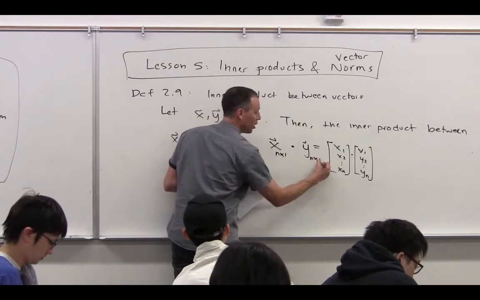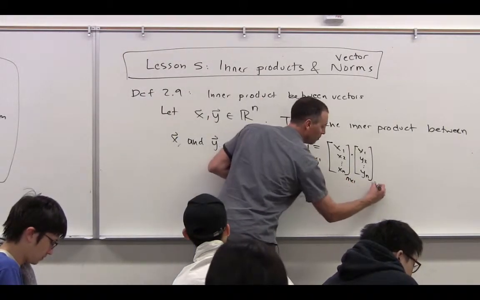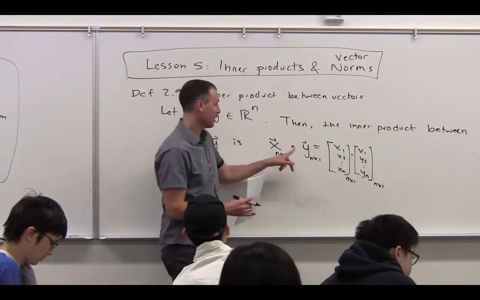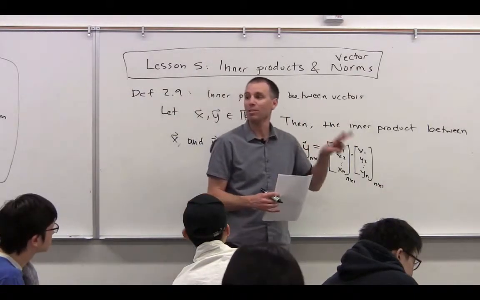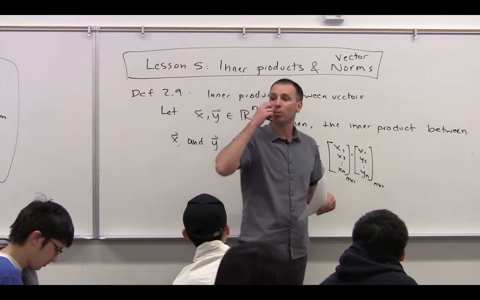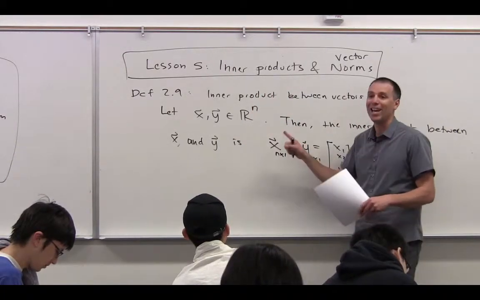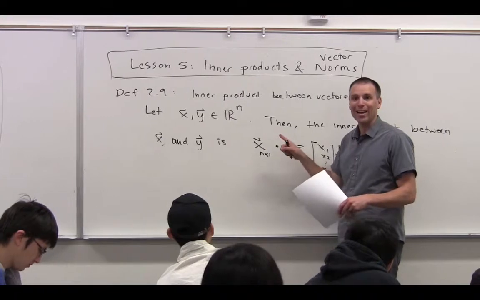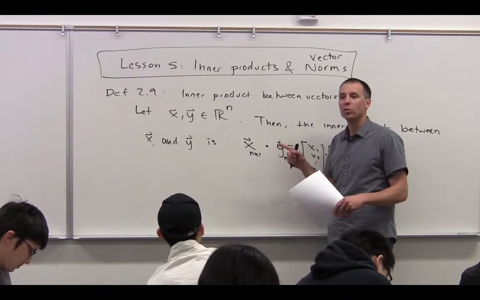Because we are training ourselves to see dimensions. An inner product exists between two vectors of the same size. A scalar vector product exists between a scalar and a vector. Those are things we should confirm.